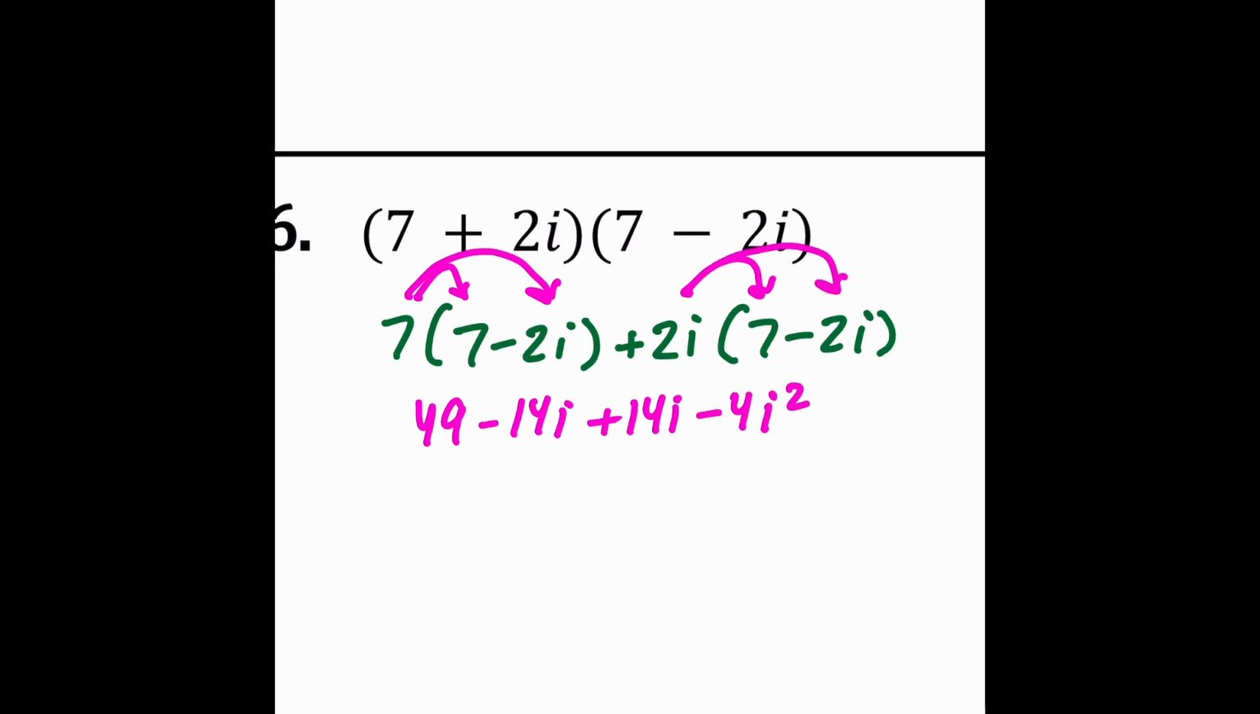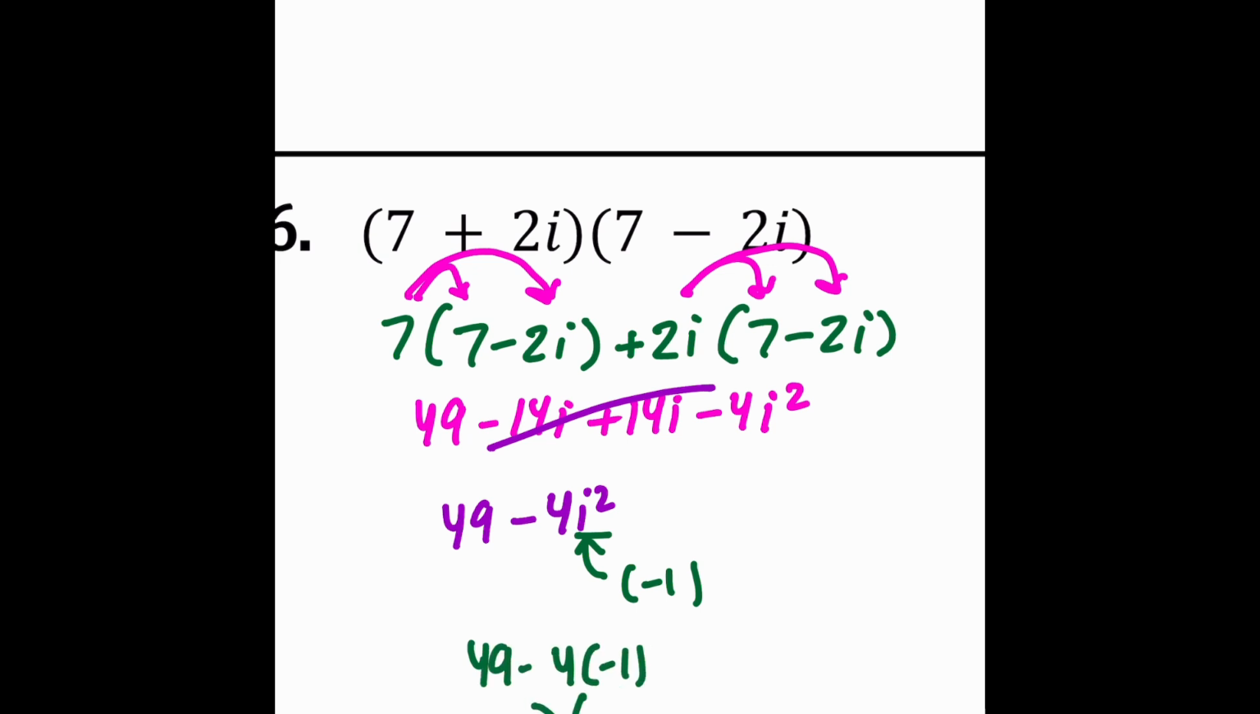Now, in the middle, negative 14i plus 14i cancels out. I'm left with 49 minus 4i squared. Now, I'm not done yet because I know this i squared right here is going to be negative 1. So I get 49 minus 4 times negative 1, which when I simplify that, I get 49 plus 4, which simplifies to 53.